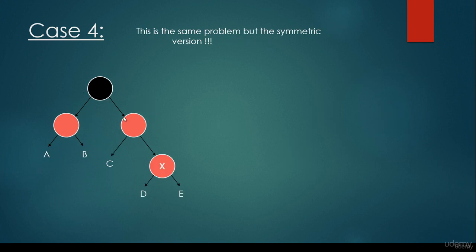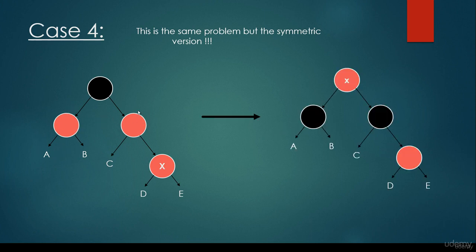Then the symmetric case is this basically. This node X is a right child of a right child. The uncle is red again. We just have to recolor these nodes. So the parent and the uncle will have the color black, as you can see, and the grandparent of node X, which is this node, is going to be red as far as the color is concerned. And this grandparent is going to be the node X after this case 4 operation.